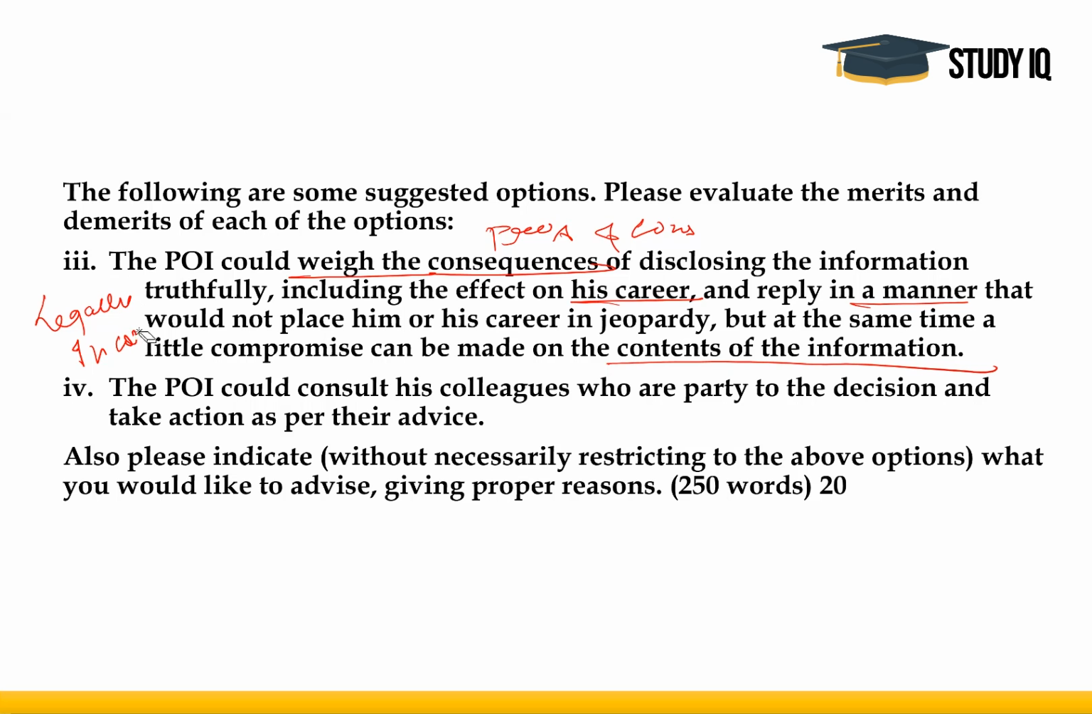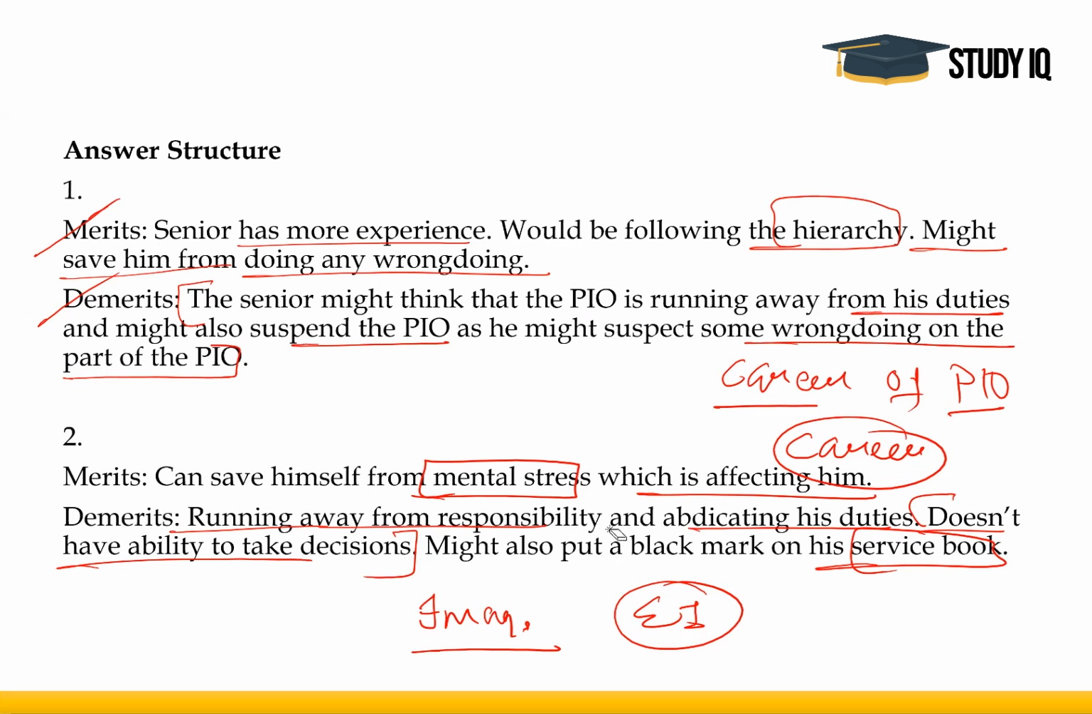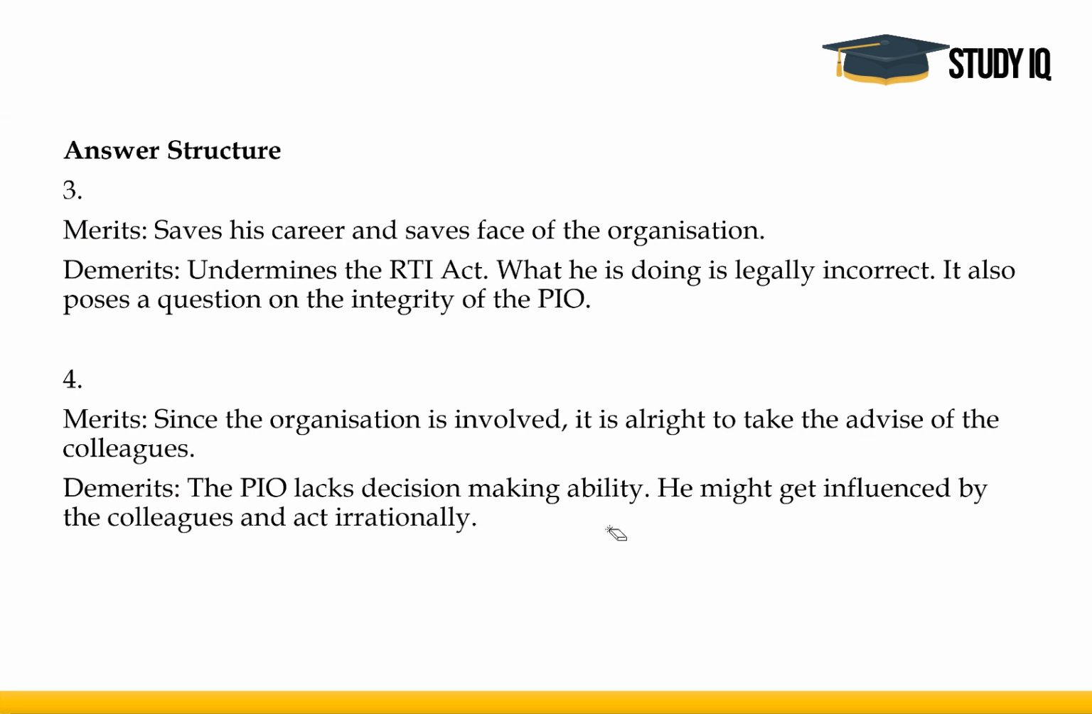So even though it looks like a smart option, some people might say it is an over smart option also, because the PIO is trying to act over smart over here, because he is conducting himself in an illegal way. All right. So that is the major demerit in this case.